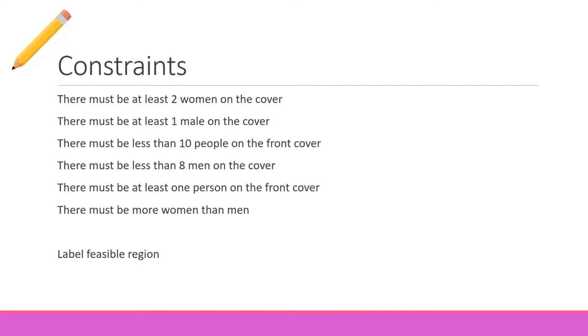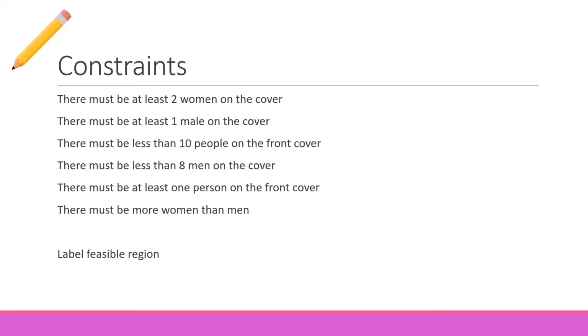Let's talk about this. There has to be at least 2 women on the front cover, but there also has to be at least 1 male on the front cover. Okay, cool. So if you look at those first 2 constraints, there has to be 3 people on the cover at smallest. It must be less than 10 people on the front cover. That makes sense. If you've got 10 people on the front cover, you're probably not going to be able to see all of them, unless you've got the cast of something. Anything more than that, there's not much point to it.